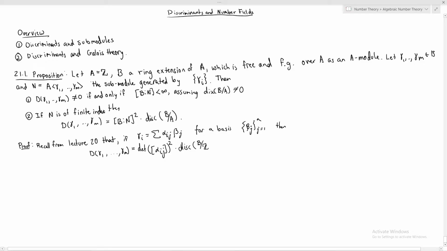Here we're using Z in that, so maybe an aside. We use that since A equals Z, the discriminant is a well-defined integer.